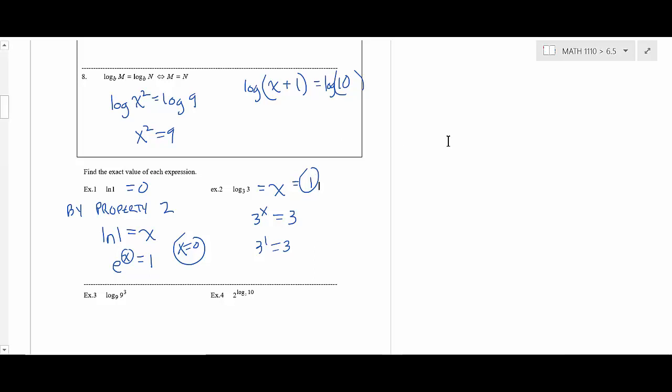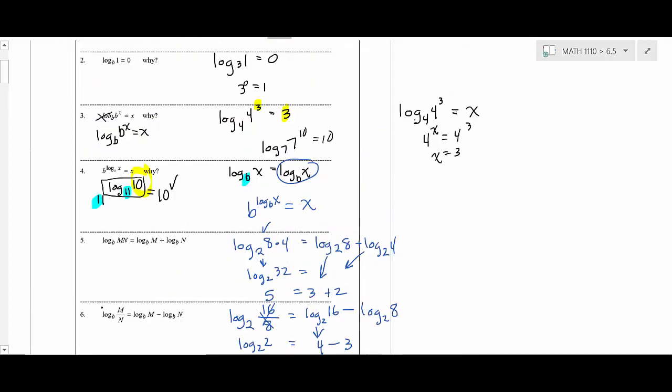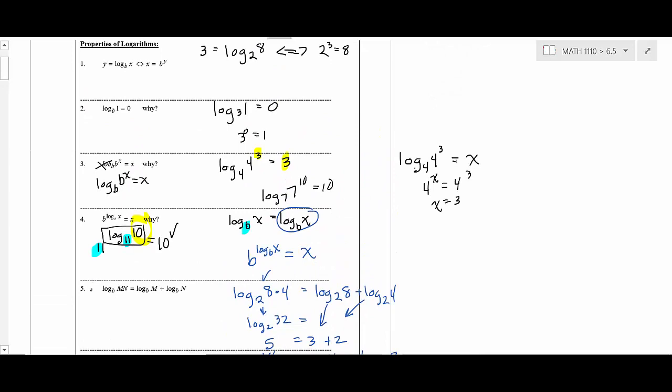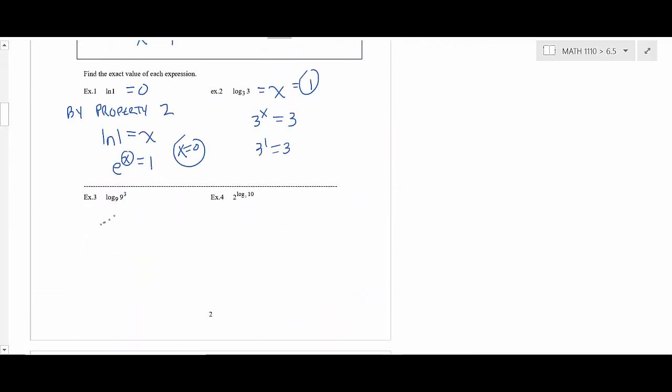Okay, the next one, if you look at the properties I gave you, this one is the same thing as property number 3. So you might want to write what these properties are as you go, because if you learn these properties, then you can do these problems real easily. Property number 3 said that if you have log base b of b to the x, then that exponent is the answer. So what's the answer to this problem? 3.